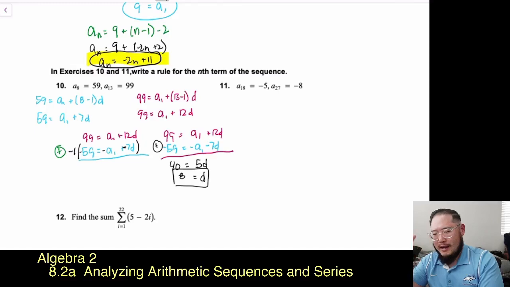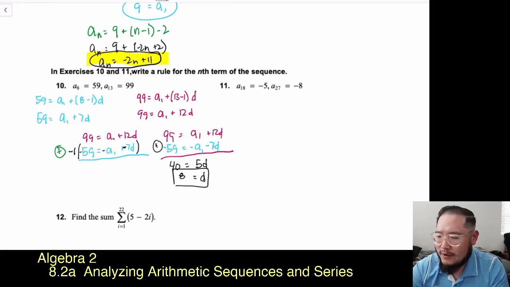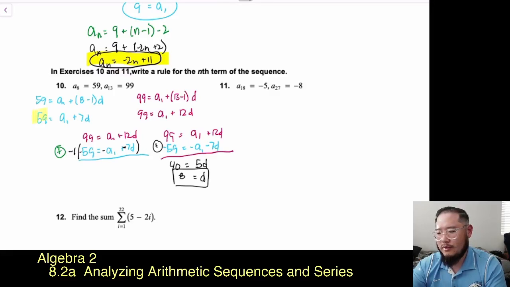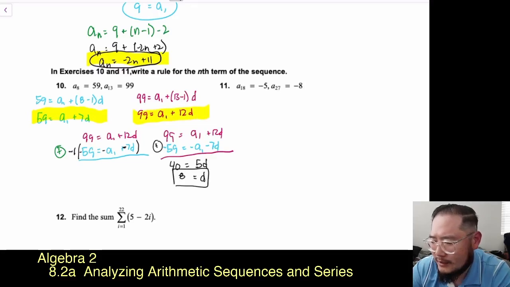Okay, so I have d. We're getting closer to putting our rule together. So what else can I do next? Well, I still need to find a sub 1. So what I could simply do is take this d and plug it into one of the two equations I have up top, either the 59 or the 99. I'll plug it into the 59, since the numbers are smaller. So we got 59 is equal to a sub 1 plus 7 times, and I'm going to substitute in an 8.